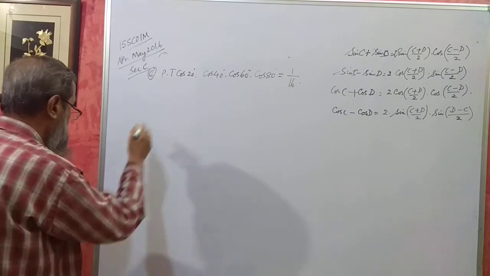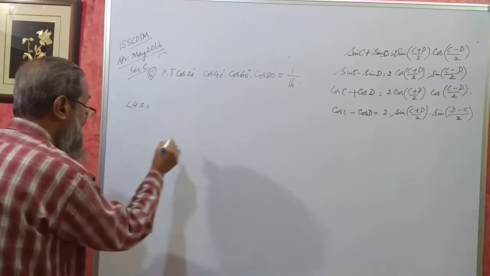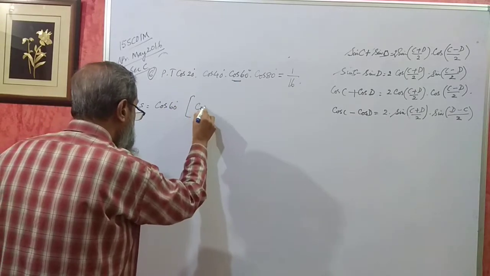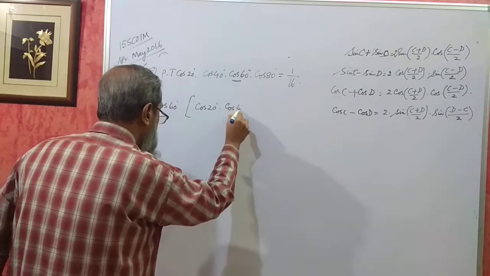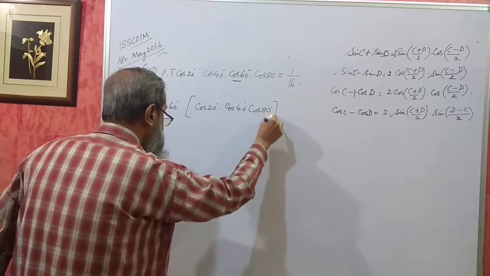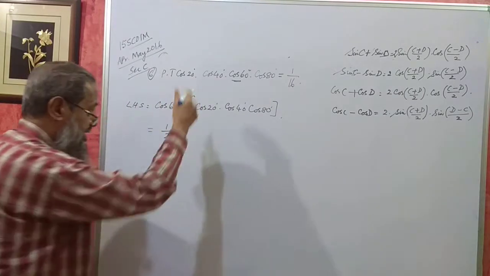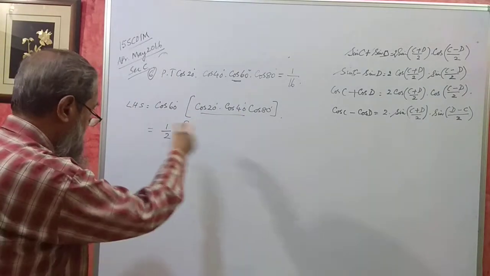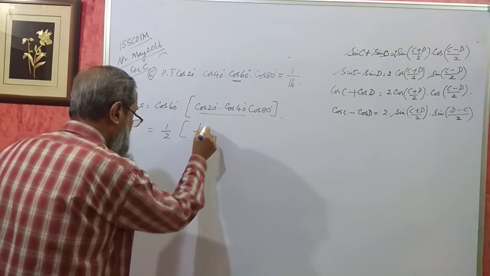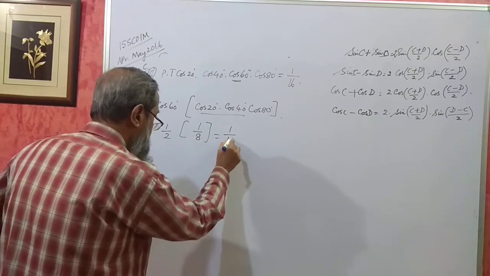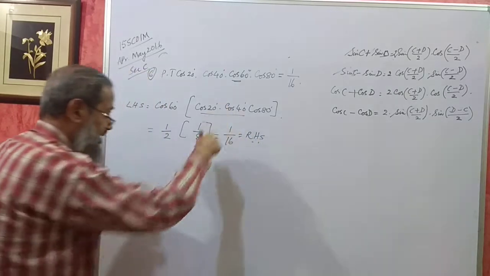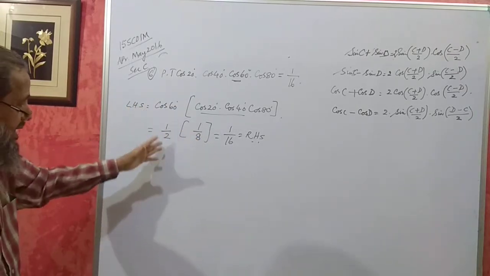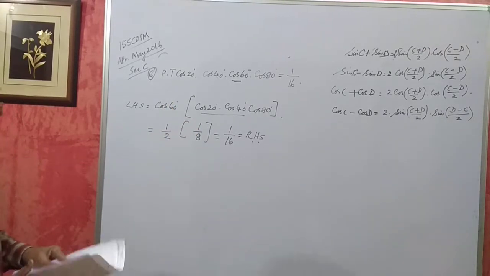Here, already we have done one problem like this. Take the left hand side. Write this first. That is cos 60 degree into cos 20 degree into cos 40 degree into cos 80 degree. Cos 60 is half. In the earlier problem, we have shown, take these two, like that we have done. This will work out to 1 by 8. The value of this, you can do it, that is equal to 1 by 16. That is the right hand side. This cos 60 is a well known angle, so that can be taken as half. Half into 1 by 8 will give you 1 by 16.